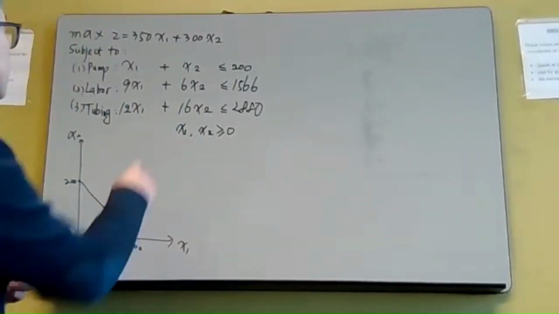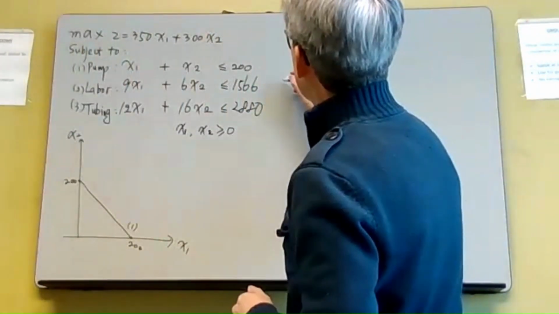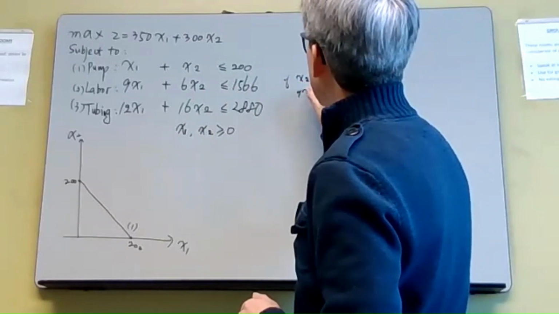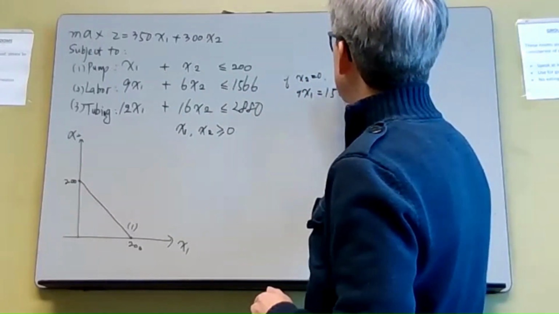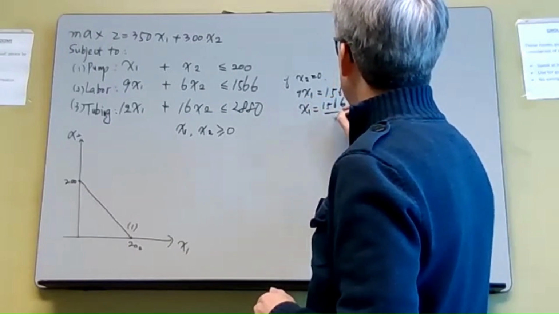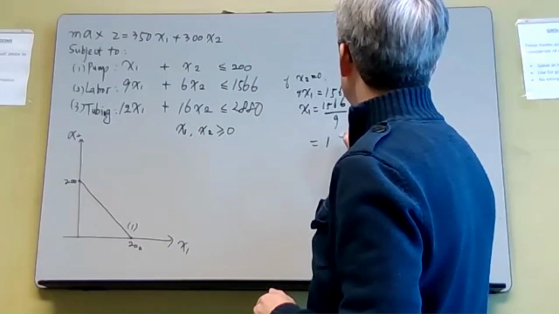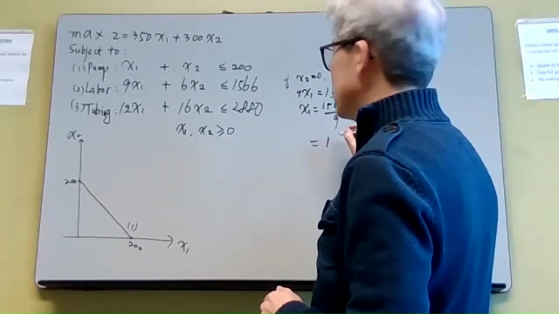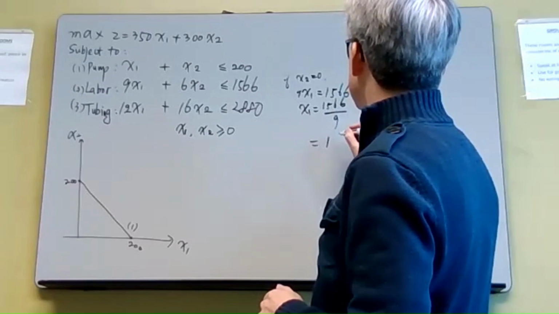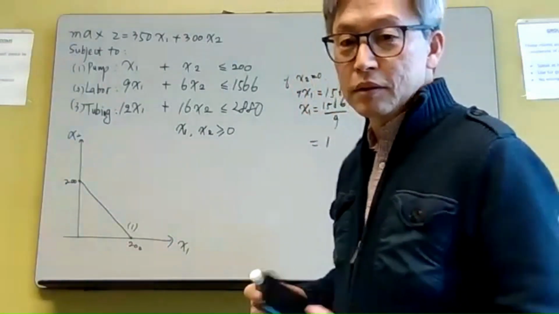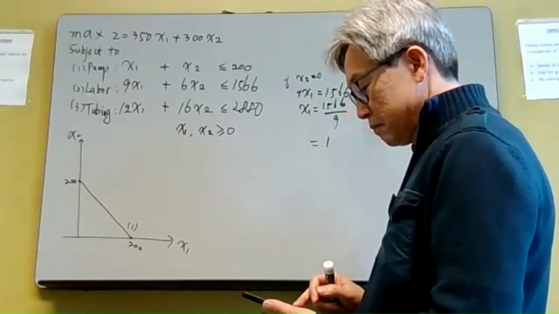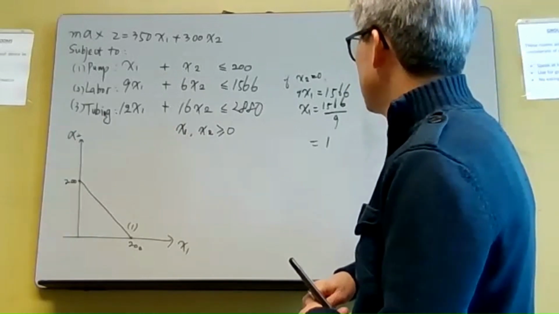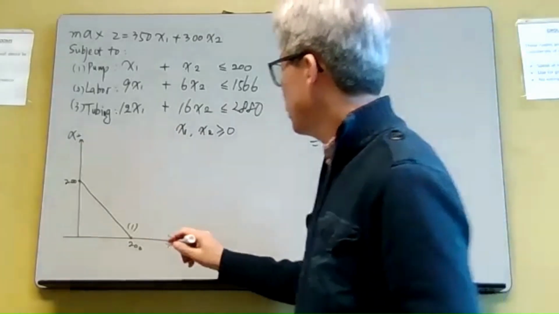Let's do it. If x2 equals 0, then 9x1 equals 1566. So x1 will be 1566 divided by 9. Let's use a calculator. 1566 divided by 9 is 174. It means x1 will be 174.